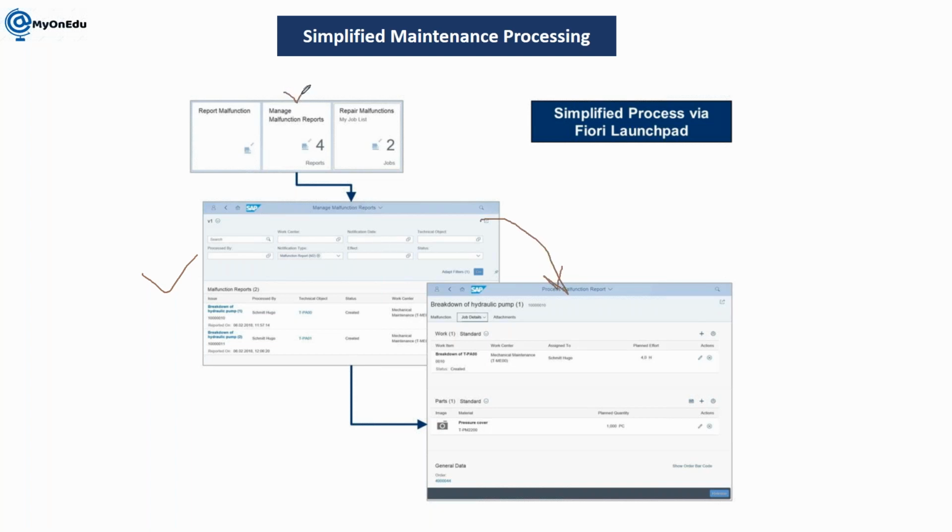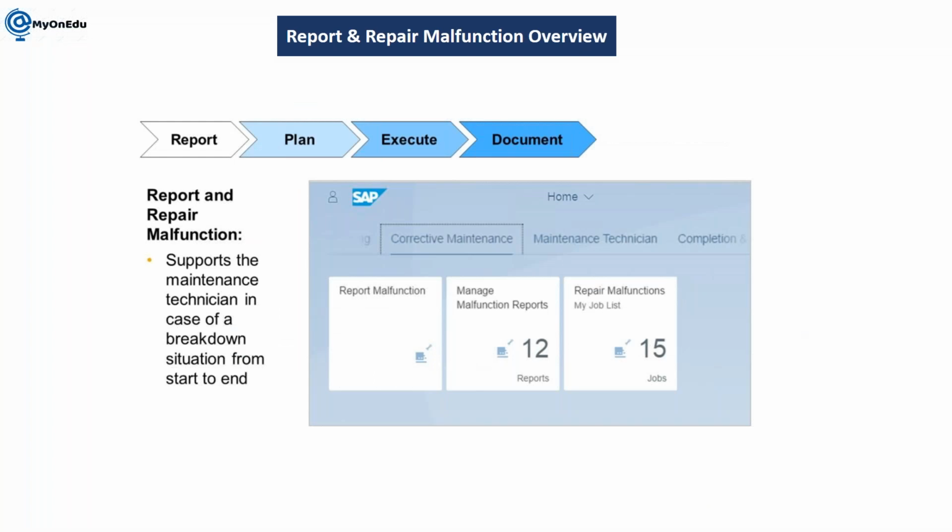So for manage malfunction report, he will see it here, and then he can click on it, and this will open in the next screen, and then further he can manage through Fiori apps. Through Fiori apps, we have different apps: report malfunction, manage malfunction report, repair malfunction. Here we can create different groups: corrective maintenance, maintenance technician. Report and repair malfunction support the maintenance technician in case of a breakdown situation from start to end.